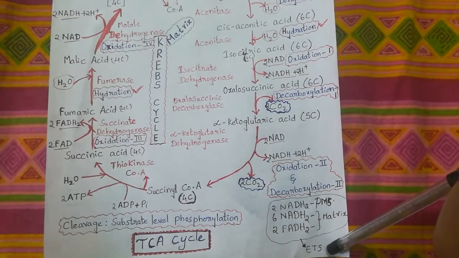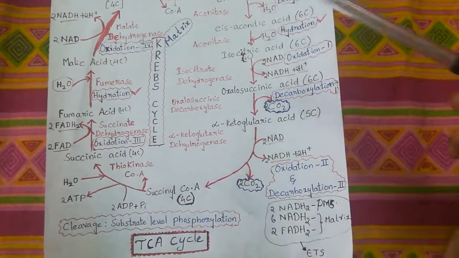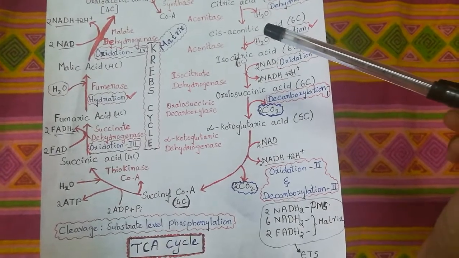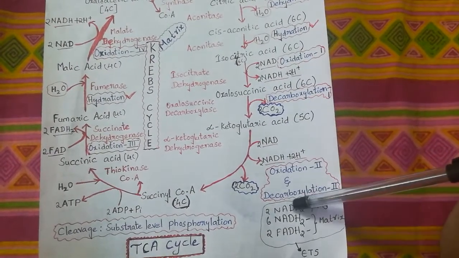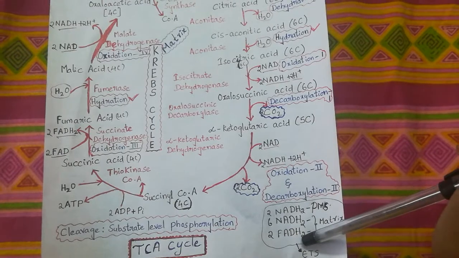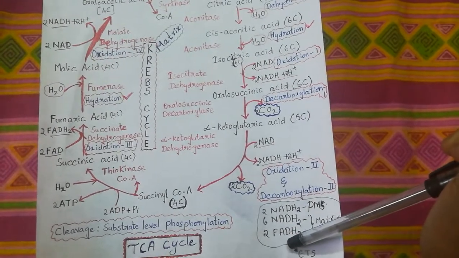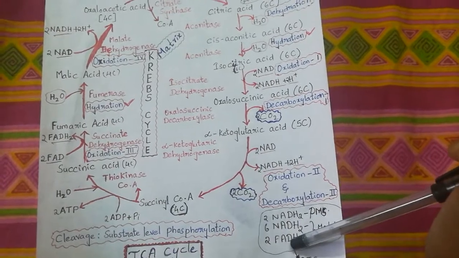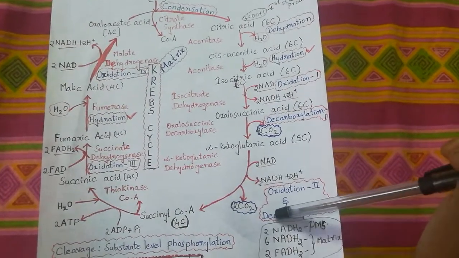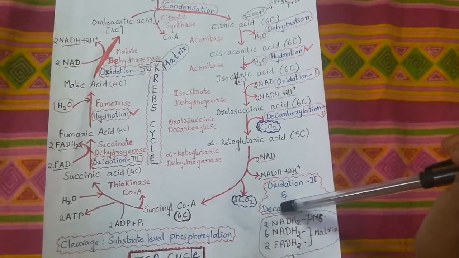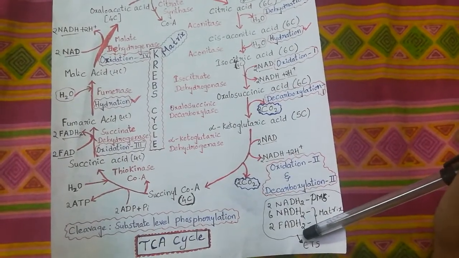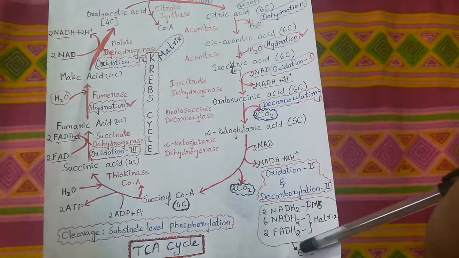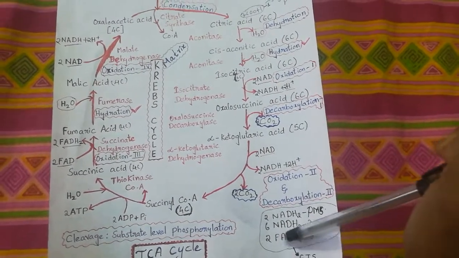membrane for final oxidation, because in this step-by-step sequence of oxidation reactions, the released hydrogen atoms are accepted by NAD molecules as well as FAD molecules to form reducing equivalents, NADH2 and FADH2, which store the energy. So these will undergo final oxidation in the inner mitochondrial membrane for complete release of energy and synthesis of ATP.